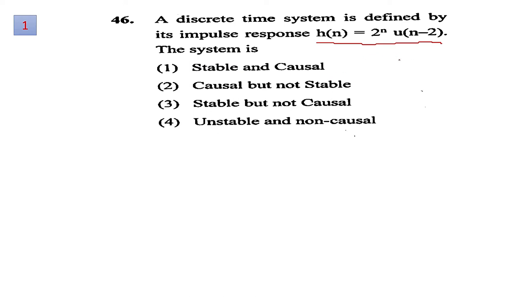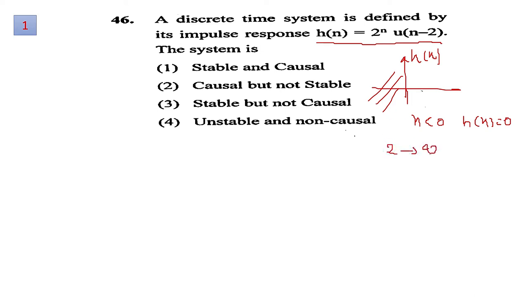So to test the causal behavior from the impulse response, we know that the impulse response does not exist towards the left half of the time axis. It means for n less than 0, h[n] is equal to 0. The given impulse response exists from 2 to infinity because of the term u of n minus 2. So the system is causal in nature.